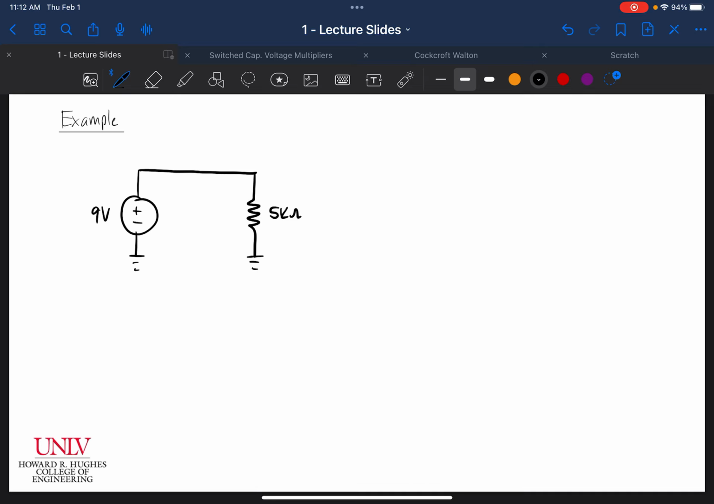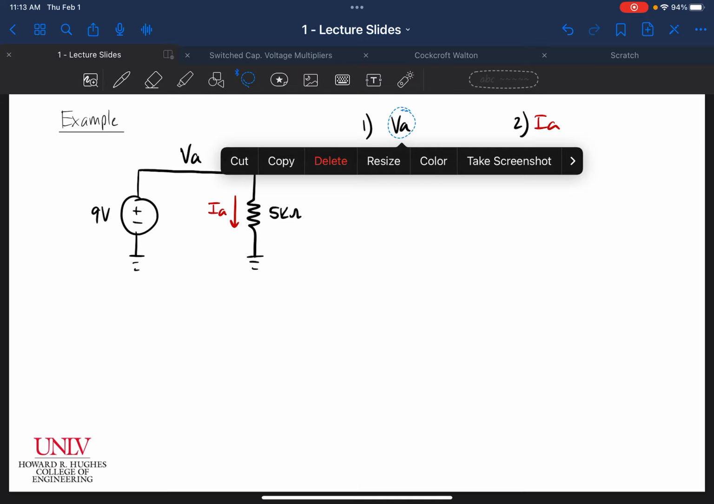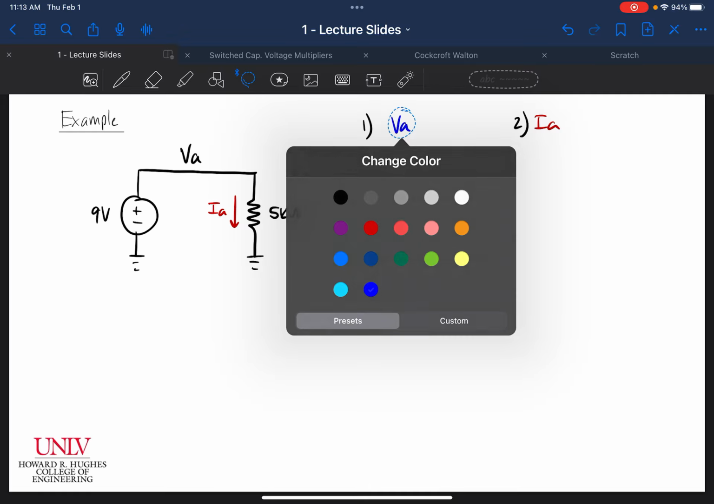In this problem, I want to determine what my voltage VA is, and I also want to determine the current IA flowing in my circuit. So the first thing I need to do is determine VA, and the second thing I need to do is determine IA.